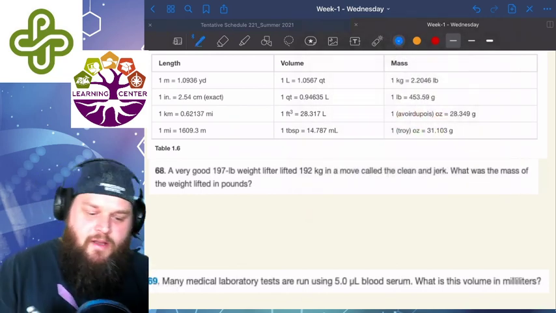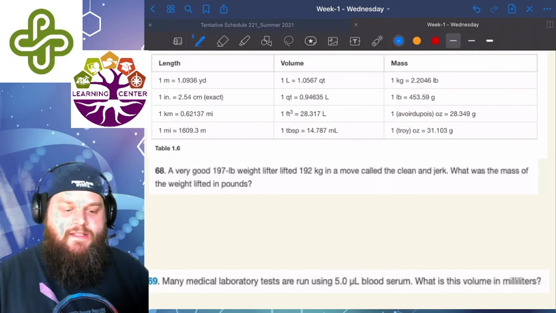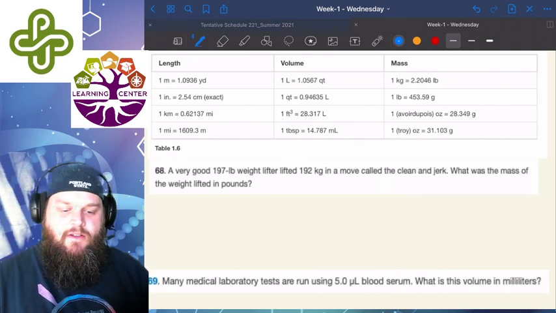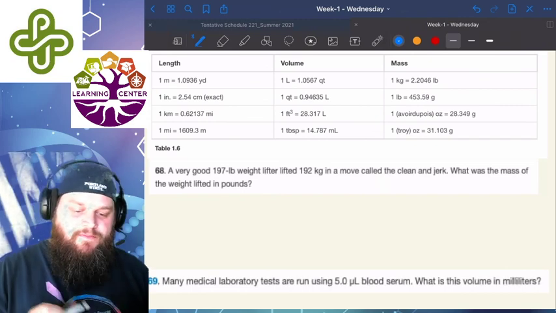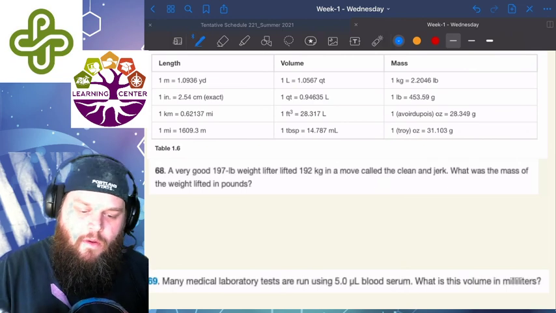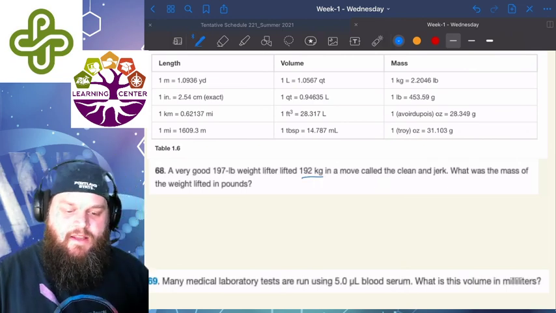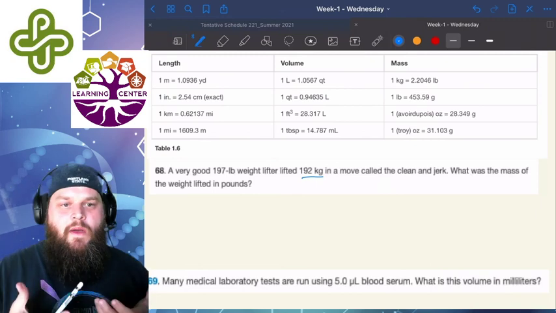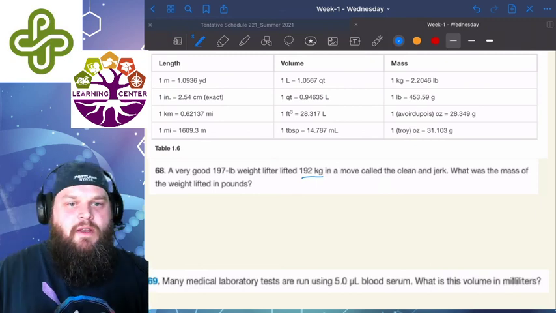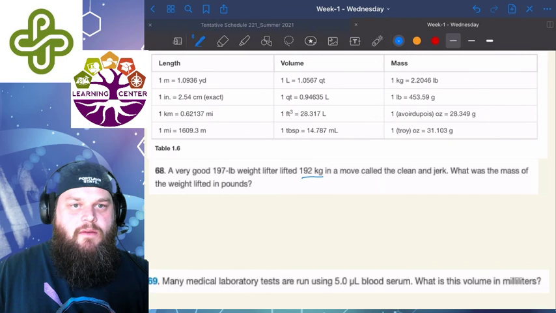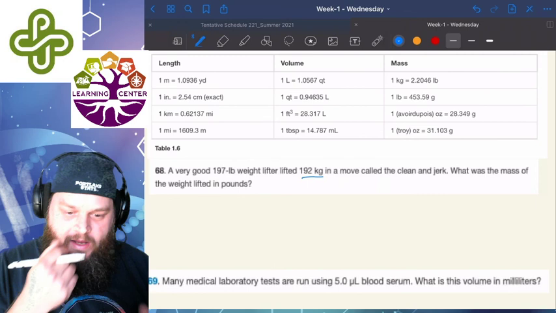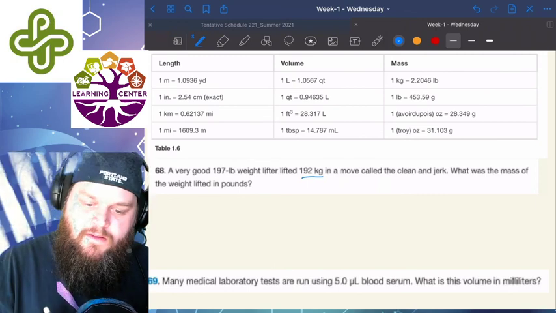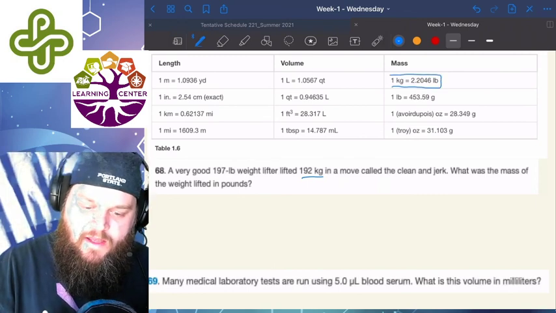So in this first one, a very good 197-pound weightlifter lifted 192 kilograms in a move called the clean and jerk. They want to know what is the mass of the weight lifted in pounds. So the mass that was lifted was 192 kilograms, but we want to know what that weight was in pounds. So we need to convert that to pounds. Anytime we're converting to pounds from kilograms, we need that common conversion. This up here tells us what that is.